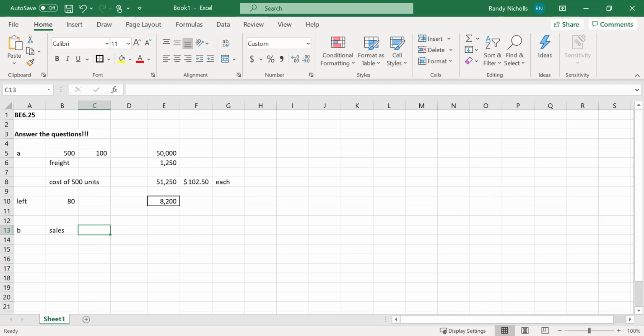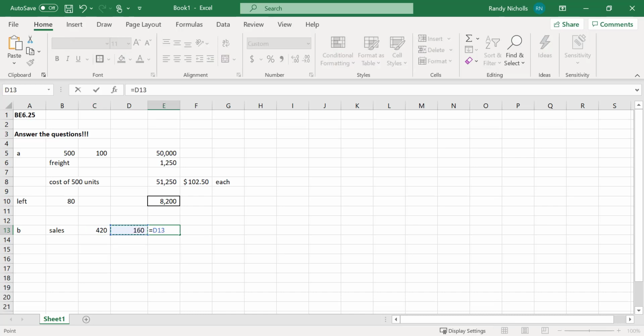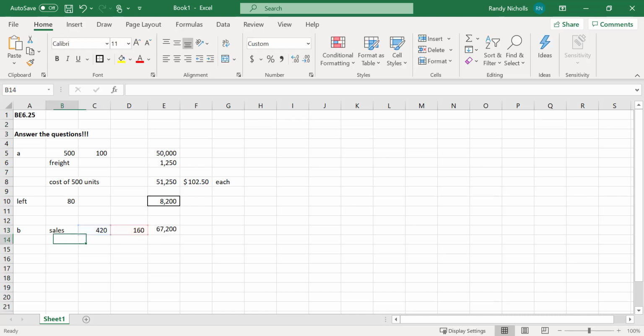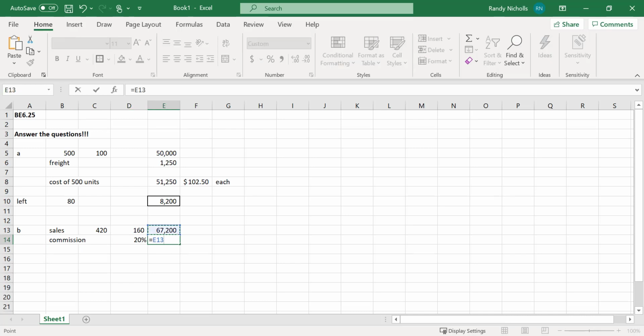Sales. They sold 420 units for $160 each. So $67,200. We're going to subtract off the commission. Which is 20%.